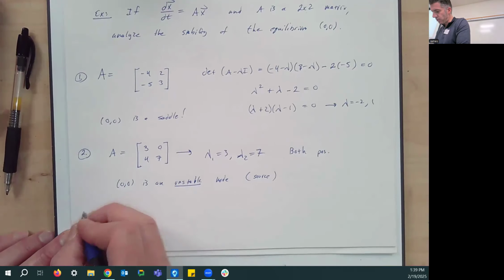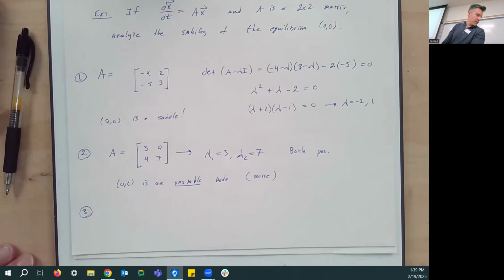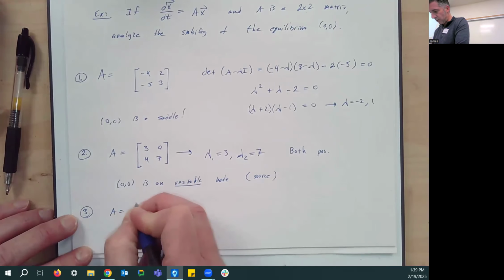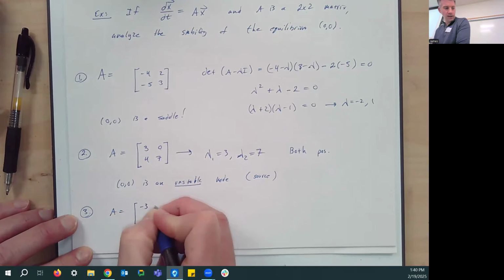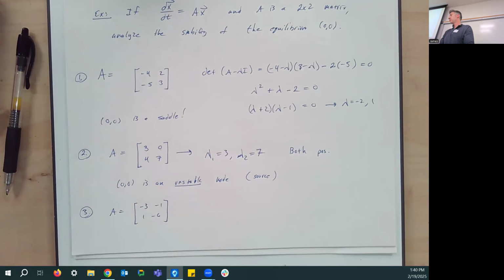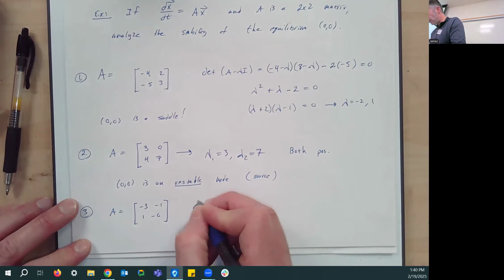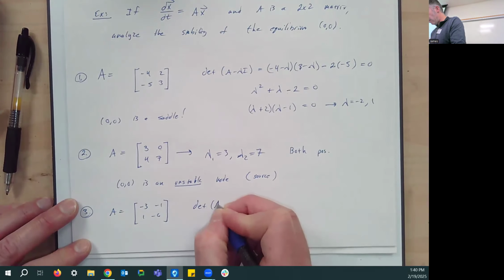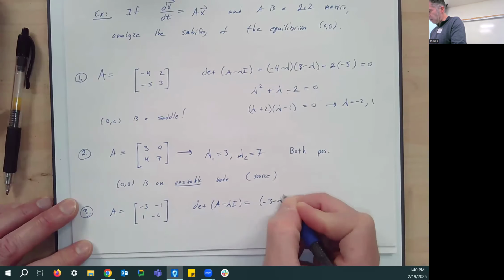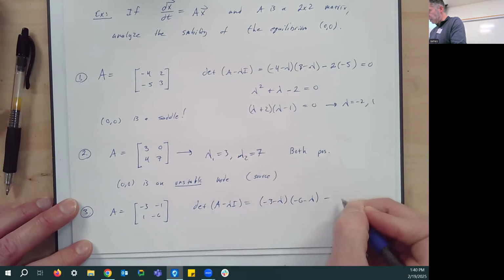And then, sure, one more. So why don't you guys try this one? Let's say, no, yeah, we'll make this one less nice. Let's say we have A equal to -3, -1, 1, -6. We'll do this one together because this one is kind of actually gross. So your eigenvalues do not always get to be nice. Sad fact. The determinant of A minus lambda I here is going to be -3 minus lambda times -6 minus lambda minus -1 times 1.